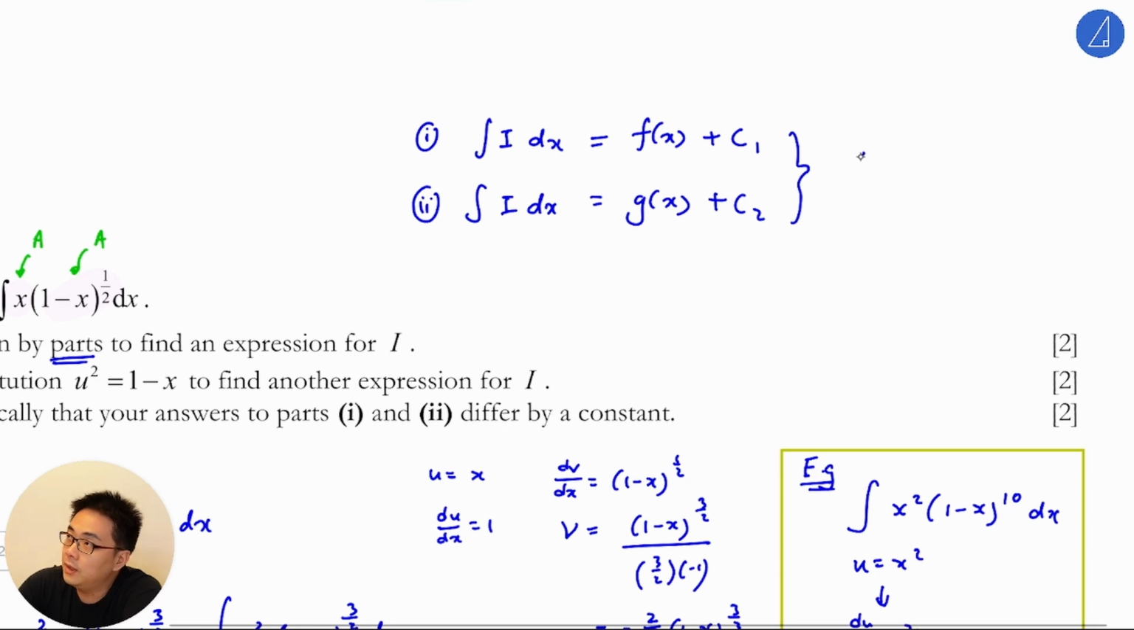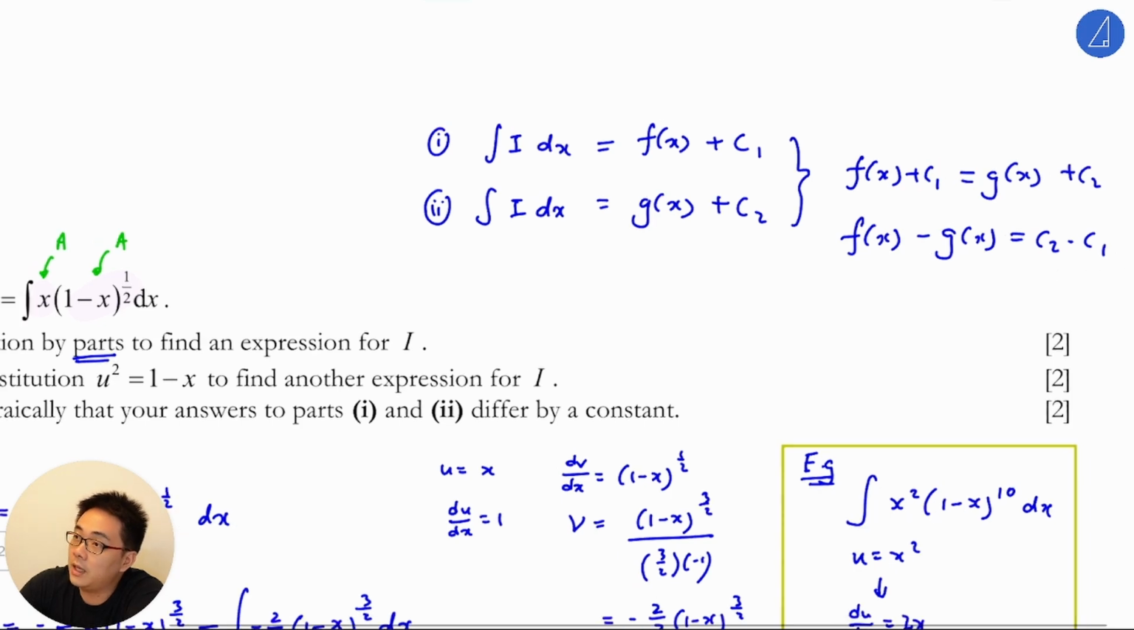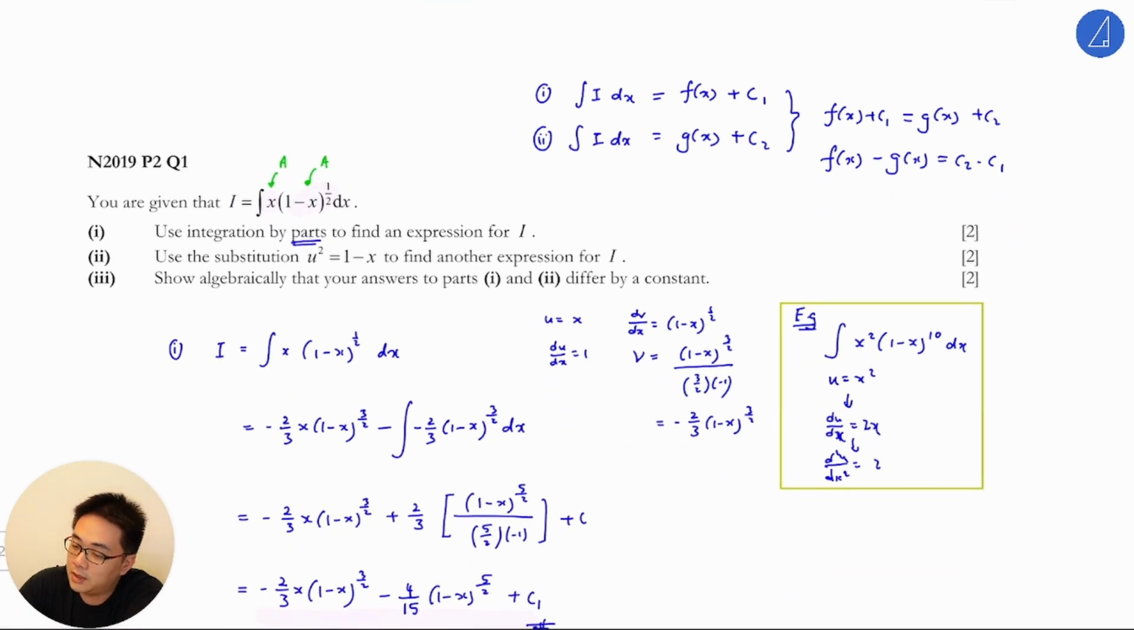So if they are equivalent, what will happen? It means f(x) minus g(x) equals c2 minus c1. You see that this is a constant? If and only if they are equivalent will this be a constant. So this constant is actually telling you that the answers in 1 and 2 are equivalent.